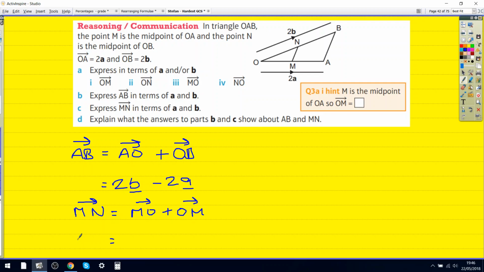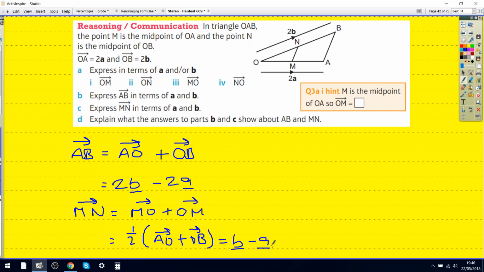Yeah, so M to N is just M to O plus O to N. So that is equal to half of A to O plus half of O to B. So that would be just B minus A.